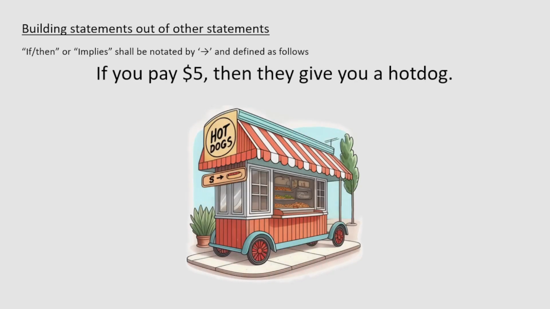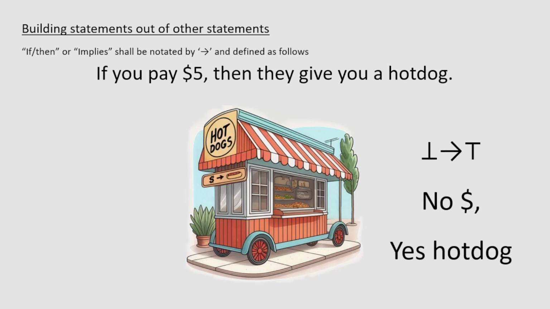If you pay $5, then they will give you a hot dog. I tell them I don't have $5, and they give me one anyway. Did they break their rule? No, because the rule only says what would happen if I gave them $5. It said nothing about what would happen if I didn't, which is why false implies true is true.